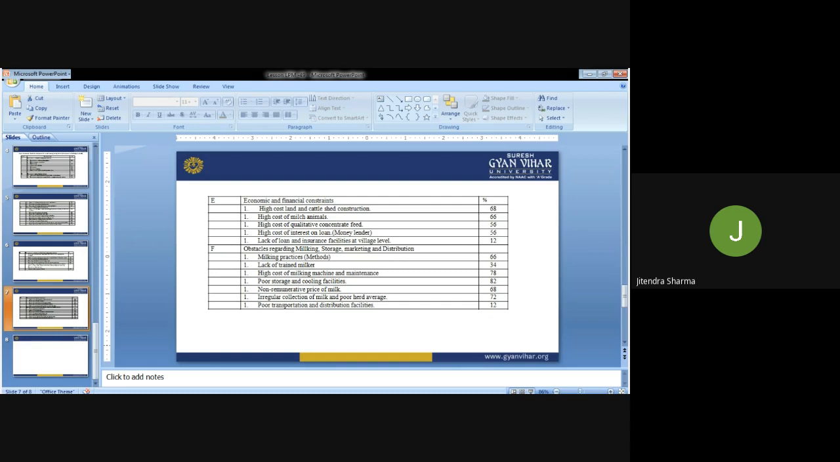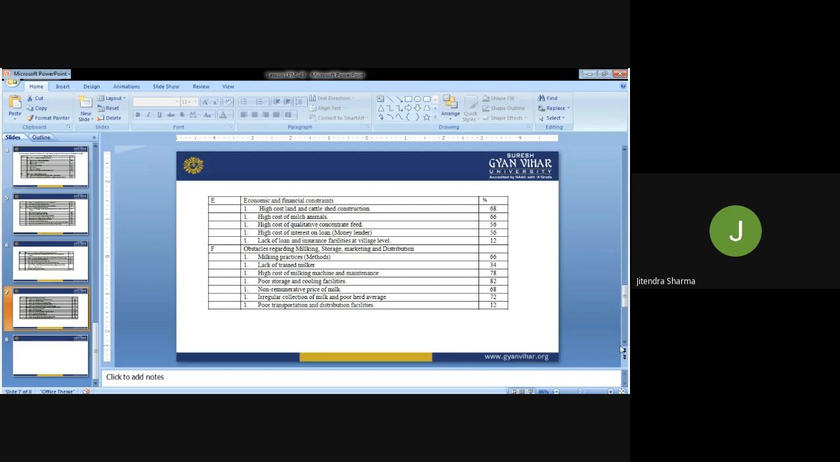Then the poor transportation and distribution facilities also. This is also a reason, but only 12% of dairy owners, because mostly the dairy owners have their own vehicle for transportation of milk to the city area. So only 12% registered this kind of complaint, that a cheaper rate transport facility is not available.